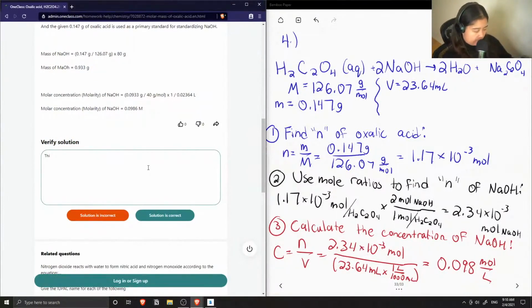Okay, so the answer is correct. It may be easier to calculate the number of moles of sodium hydroxide using molar ratios, then calculating concentration.